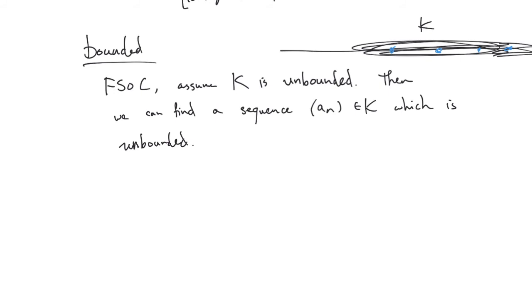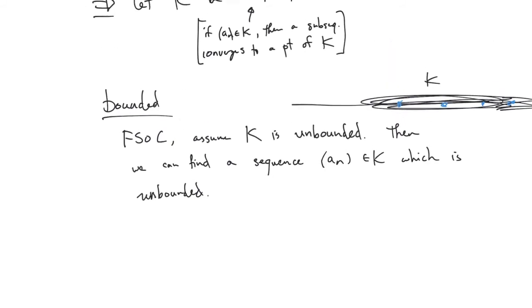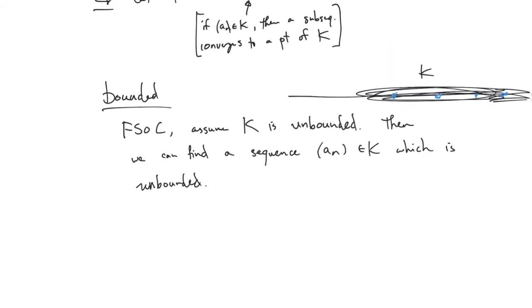This is going to contradict some business over here. What exactly is the contradiction with the fact that K is compact? K is compact means for every sequence, there's a converging subsequence, and it converges to some point of K. What's the problem with that if we find a sequence which is unbounded? In fact, we can do even better. Unbounded, and how about increasing?